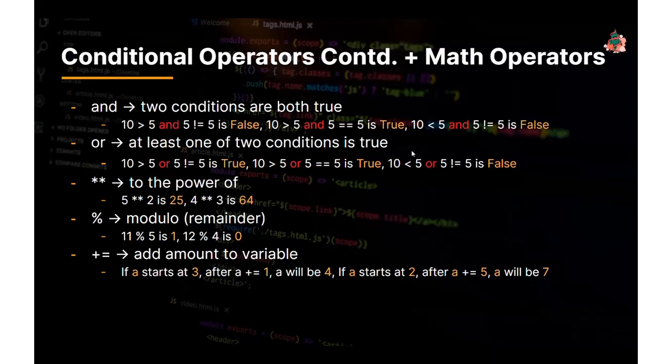Or means that one of the statements must be true, or 2, but you do not need both of them to be true. So for example, 10 greater than 5 or 5 not equal to 5 is true since one of the conditions is true, which is 10 greater than 5. Meanwhile, if I do 10 greater than 5 or 5 equal to 5, they're both true, so this will also result in true. But if we do 10 less than 5, which is false, or 5 not equal to 5, which is false, they're both false, so this results in false.